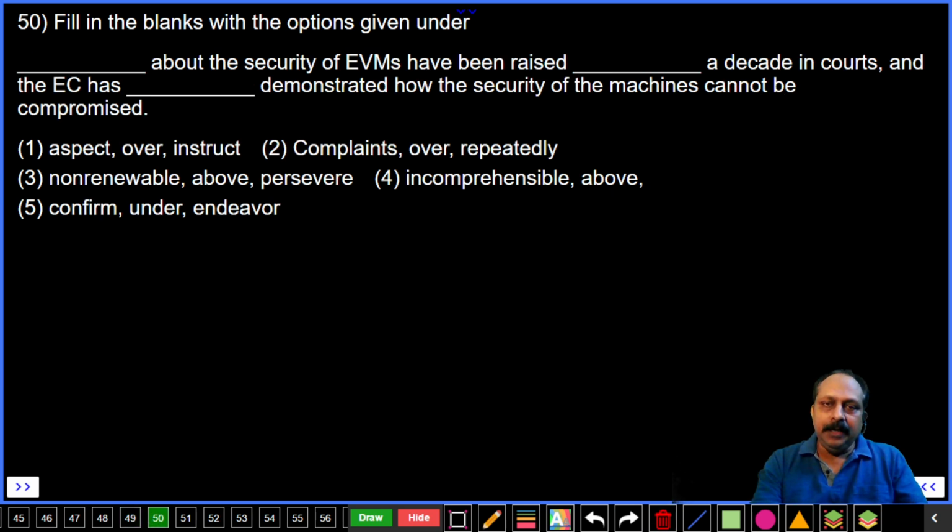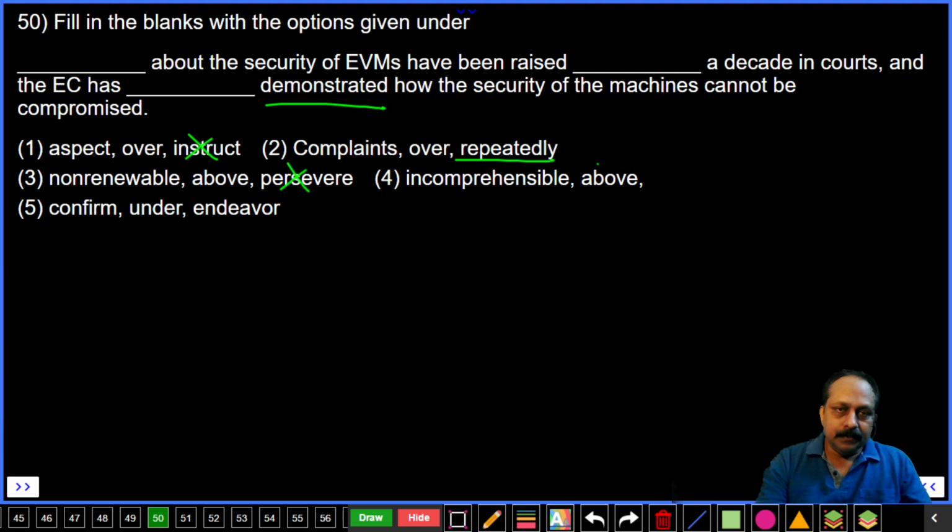About the security of EVMs have been raised a decade in courts, and the EC has, the last one, has demonstrated. The verb is here, but how? You need an adverb, repeatedly. Instruct, not an adverb. How come only two words? Not an adverb. Based on this grammar knowledge, has repeatedly demonstrated.